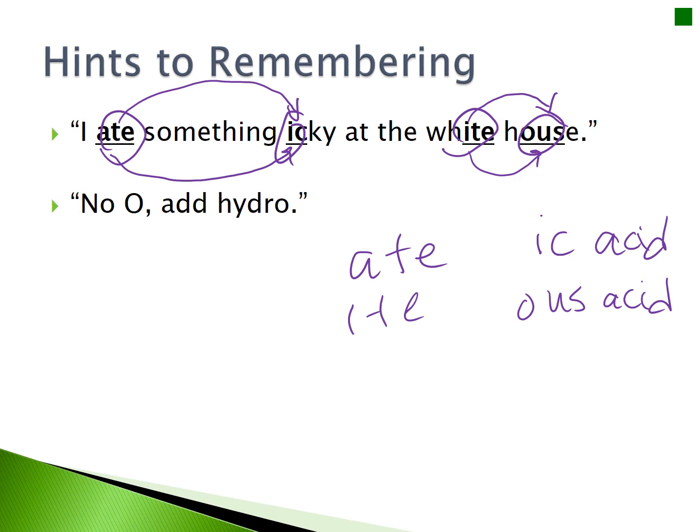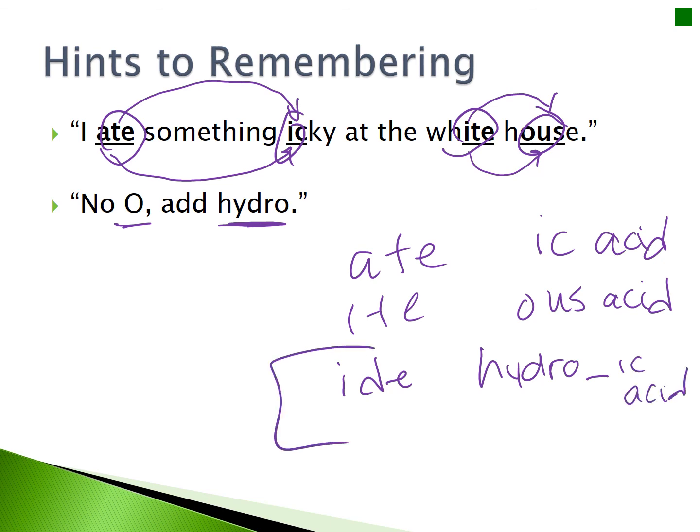And then the other thing is if you have no oxygen, you're going to add that prefix of hydro. So everything without that oxygen has a hydro, and that really comes from the ides. All ides really don't have an oxygen. So the ides go to the prefix of hydro and then ic acid. You do kind of have to memorize this last one a little bit more than the memory of ate something icky at the White House for this top one. All right, hopefully you guys understand everything and have a great evening.